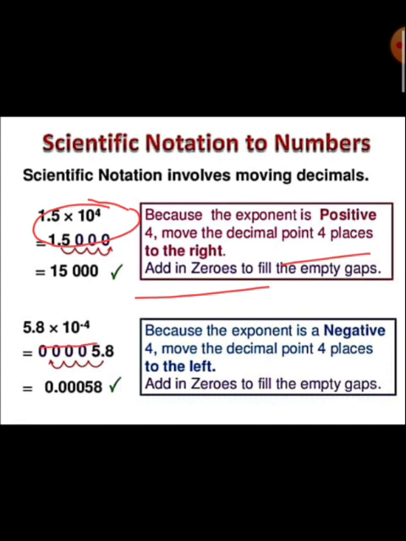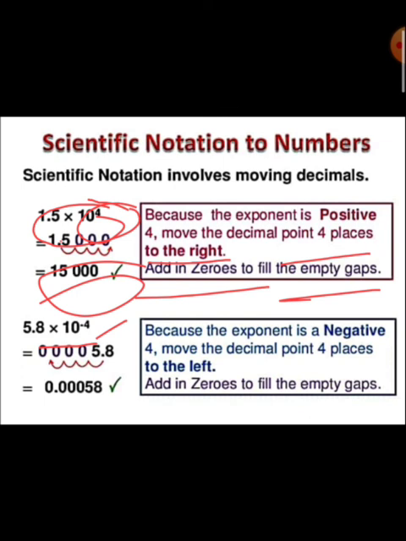If any number has a negative exponent, then the decimal moves to the left side, like this example 1.5 10 power 4. What is the power here? It is positive, so move the decimal to the right side, and add 0s to fill the empty gaps.